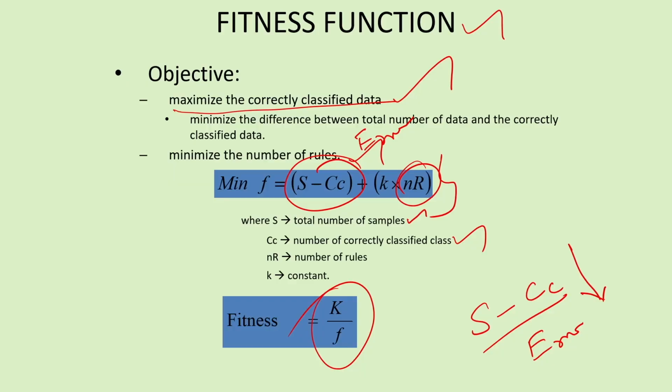So overall, if you look at this, the problem has two contradictory objectives. One is to maximize the correctly classified data, another is to minimize the number of rules. These two contradictory objectives can be made into a single objective. Instead of maximizing the CC, you are minimizing the error. What is error? Error is nothing but the maximum number of samples minus CC. With that idea, we are devising the fitness function.